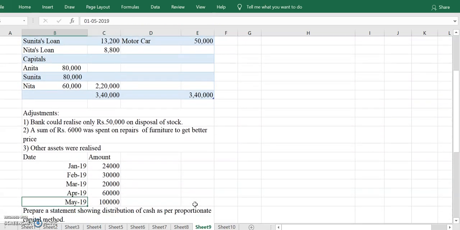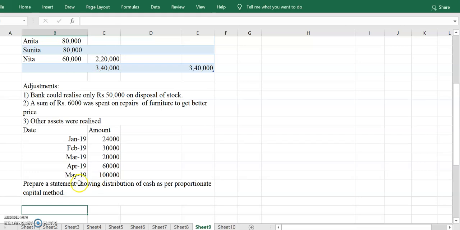Then we discuss the realization of assets, which is mentioned in your question. As per gradual realization or the piecemeal distribution rule, some assets are released after each month. It is not mentioned on which date, but they explain each month. In Jan 2019, 24,000; February 2019, 30,000; March 2019, 20,000; April 2019, 60,000; and May 2019, 1 lakh. According to that, you have to prepare a statement showing distribution of cash as per the proportionate capital method. Proportionate capital method means surplus capital method.